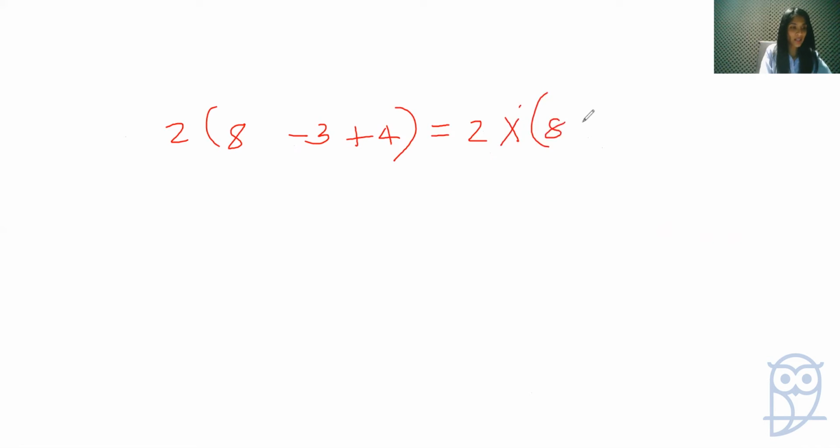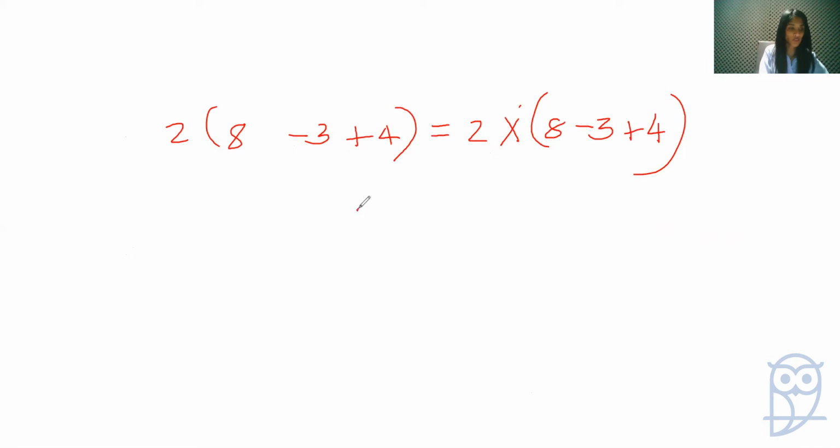Then if I say 2 times (8 minus 3 plus 4), what I am saying is 2 times 8 minus 3 plus 4. That's what the brackets are signifying, that I'm multiplying. So I multiply the 2 by each of the numbers in the brackets.